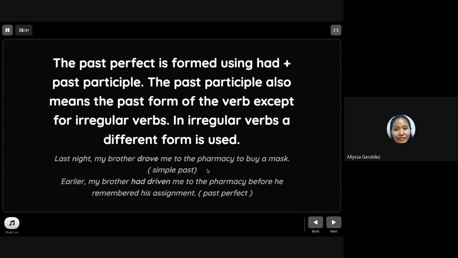Last night, my brother drove me to the pharmacy to buy a mask. So, drove there, that's a simple past. While in the second statement, earlier my brother had driven me to the pharmacy before he remembered his assignment. So we have to change it. You have to change the spelling of drove, and the past participle of drove is driven. So you have there had driven. We use had because it's the past perfect tense.